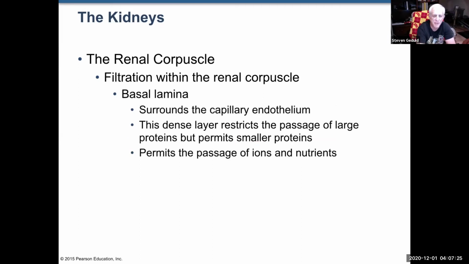Okay, the basal lamina. This surrounds your capillary endothelium, it provides a support. Okay, it's a dense layer that restricts passage of large proteins, but permits smaller proteins to be excreted from the urine. So it permits the passage of ions and nutrients back into the body.